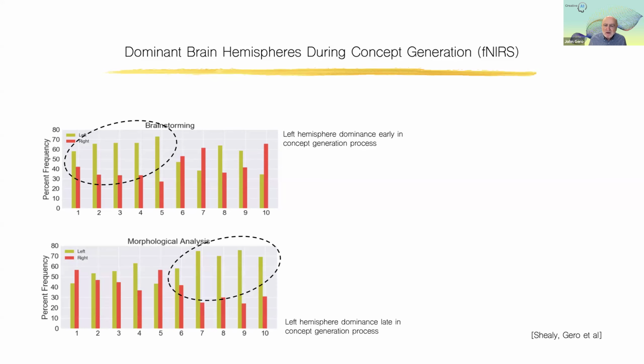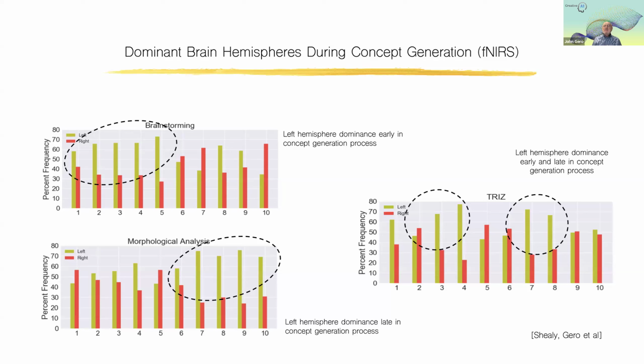But if you use morphological analysis as a design tool, and it doesn't matter if you don't know what that is, it's a different tool, it turns out the brain responds differently. And if you use TRIZ, it responds very differently again. So it's a little simplistic to say, oh, left brain this, right brain that. Now, one of the things we do is, of course, we use different media to present our ideas. What's the effect of that?